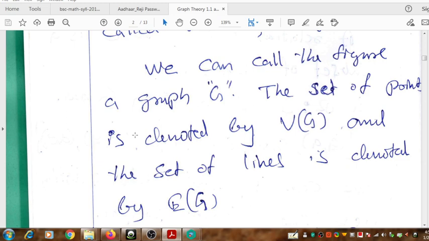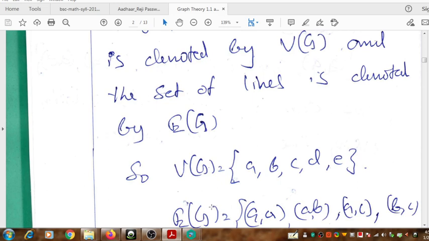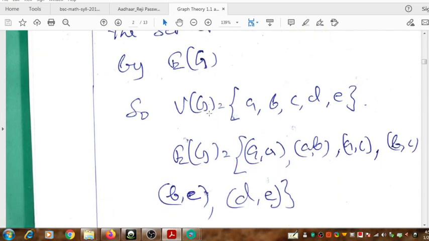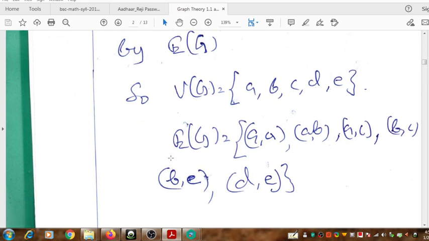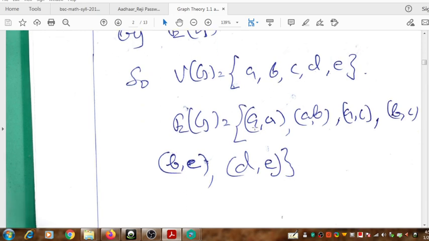And we also know that there is another related set that contains the edges or lines, and that set will be represented by E(G). So here we have, in set form, V(G) is equal to the set {A, B, C, D, E}, and E(G) is equal to the set of pairs {AA, AB, AC, BC, BE, DE}.